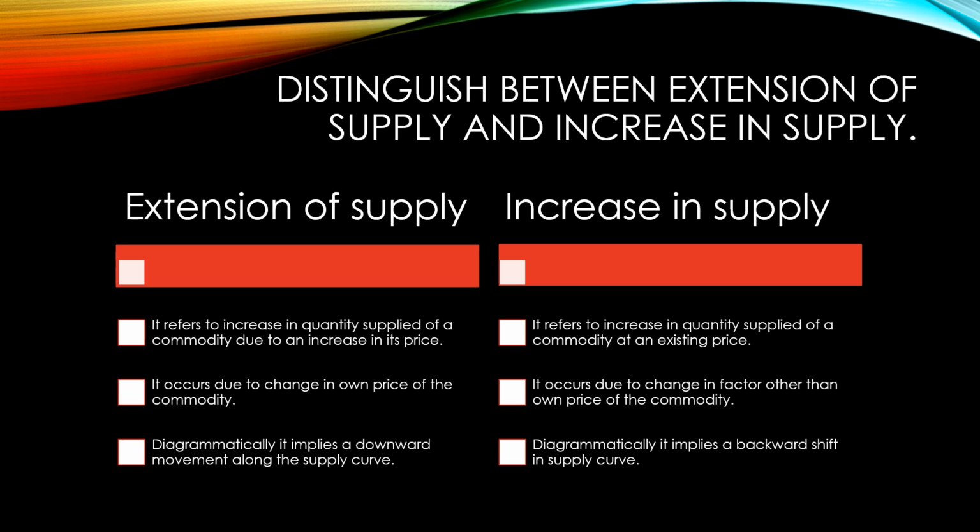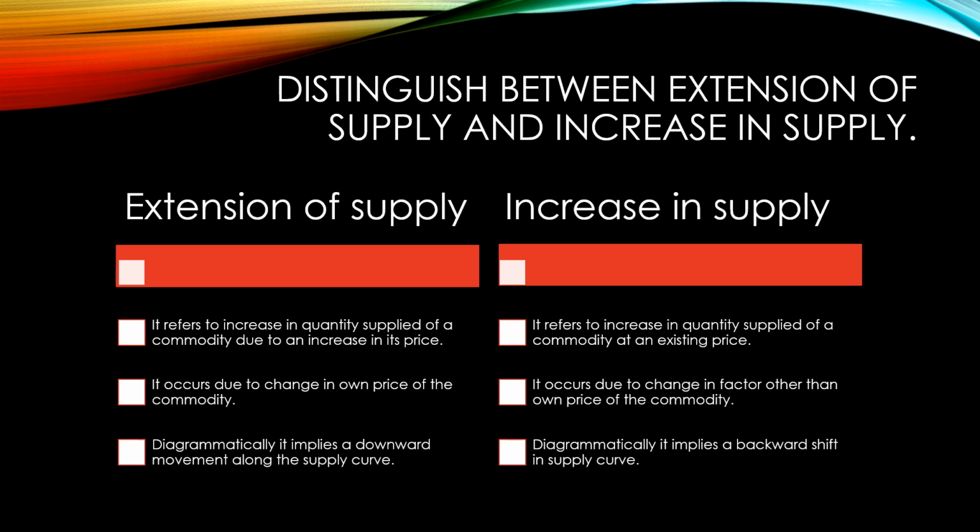Okay, other factors may be taste and preferences of the consumer, the income of the consumer, or technological changes. So this is the extension of supply. And this is the increase in your supply when other factors change.